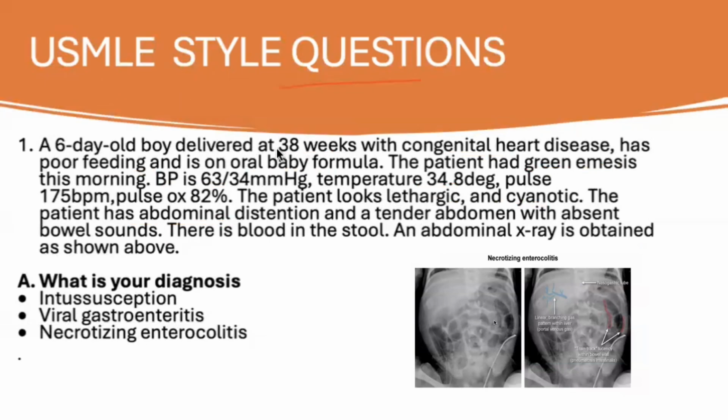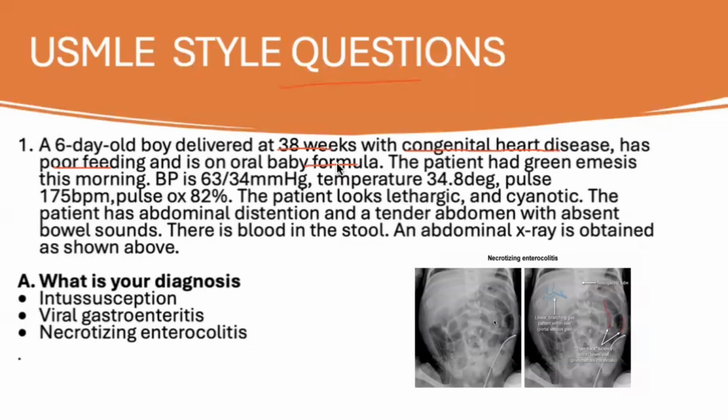Remember clearly, we stated that term infants were at risk of this condition, especially if they have conditions that lead to mesenteric hypoperfusion, which could be congenital heart disease. So already we are seeing a term infant here with congenital heart disease. Patient has poor feeding and is on oral baby formula. Poor feeding or feeding intolerance was one of the symptoms that we discussed.